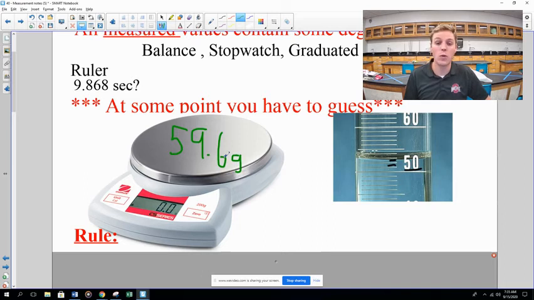Well, anyways, the point is that this 6 is estimated. It's not for sure. There's a little bit of error introduced there, even with an electronic device.